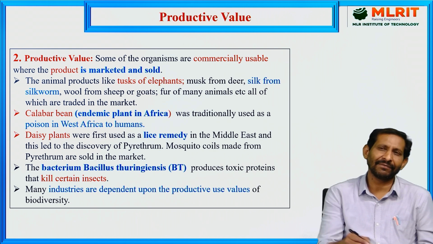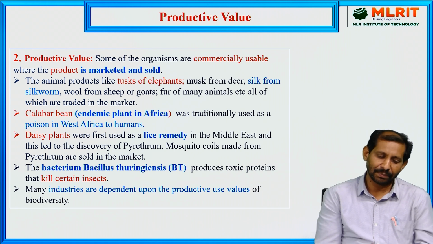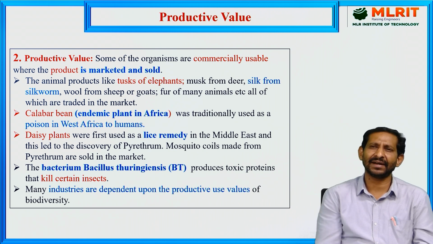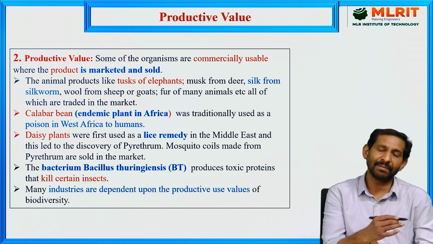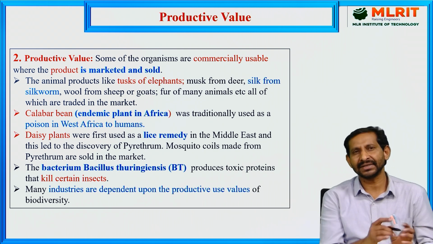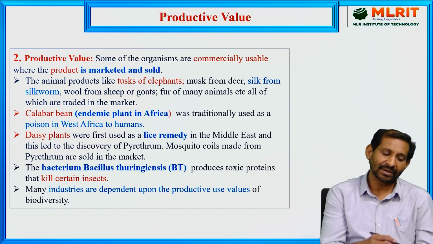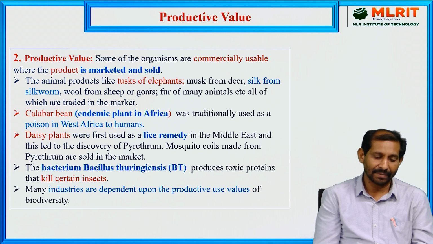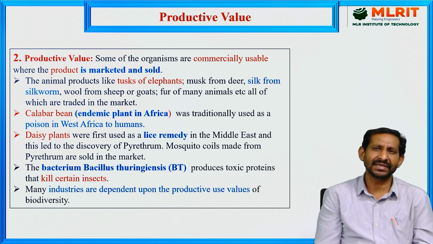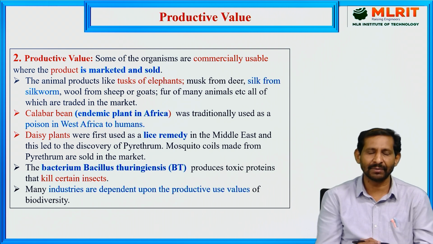Here a lot of examples are given. Animal products like tusks of elephants, musk from deer, silk from silkworms, and wool from sheep and goats. These all come from different ecosystems or biodiversities and are marketed and sold. That is called the productive value. Here is another example given, the calabar bean. The calabar bean is an endemic plant that is available in Africa.